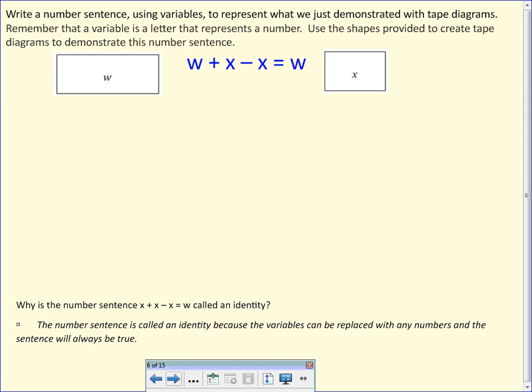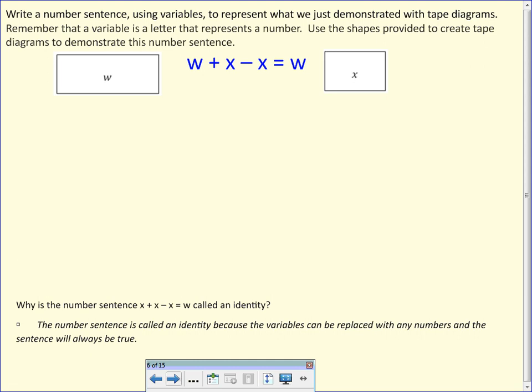Remember that a variable is a letter that represents a number. So that letter can change, but not in one equation. So like today, we could say that W is 6 and X is 4. And in that equation, W will always be 6 and X will always be 4. But in the next problem, or tomorrow, W could be 13 and X could be 47.